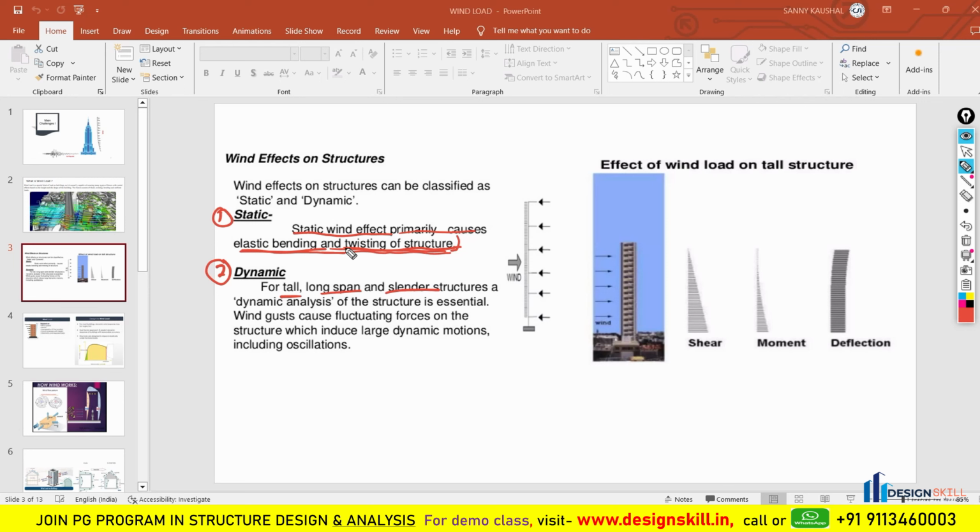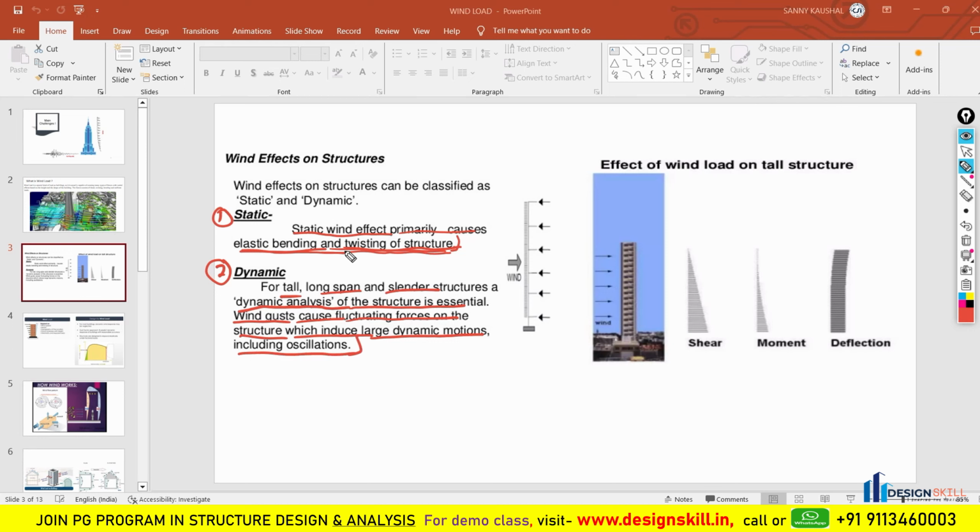The static wind effect will be causing the elastic bending and twisting of the structures, and it is applicable only to low rise or medium rise structures. But the dynamic effect of the wind will be caused for tall structures, long span, cylinder structures, where the dynamic analysis of the structure is essential to perform, and wind gusts cause fluctuating forces on the structures which induce large dynamic motions including oscillations also.